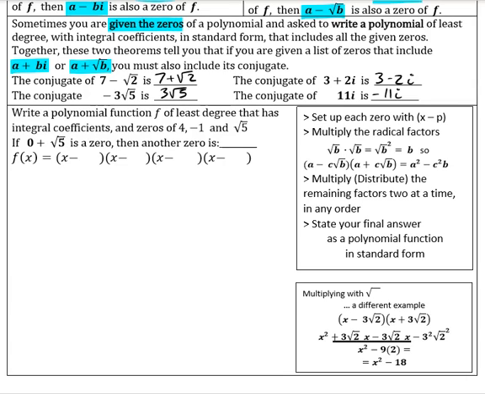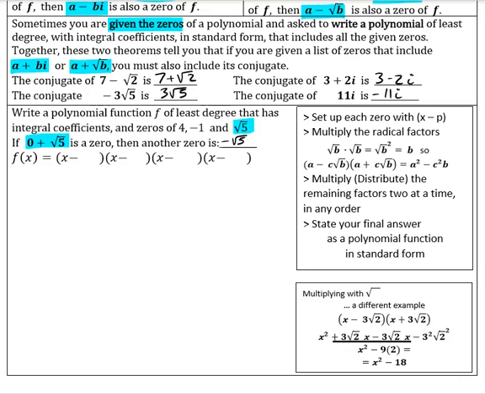The first example says, write a polynomial function f of the least degree that has integral coefficients and zeros of 4, -1, and square root of 5. So this is where it's going to come into play using the theorems above. If I have 0 plus square root of 5, which is what I'm given, then the other one would be negative radical 5.